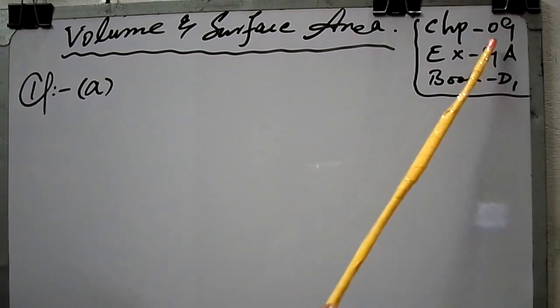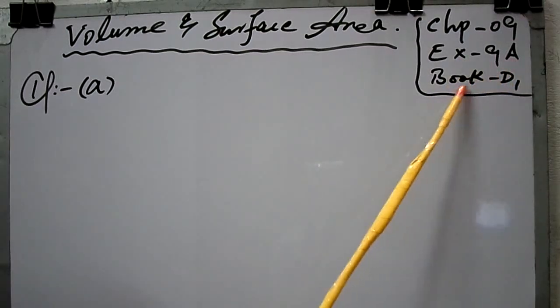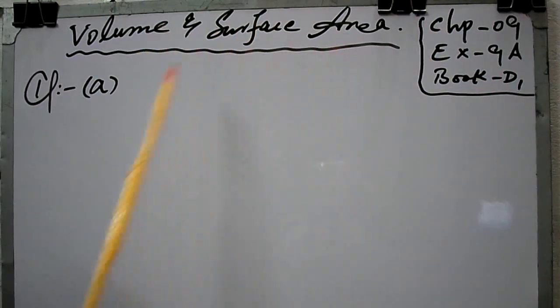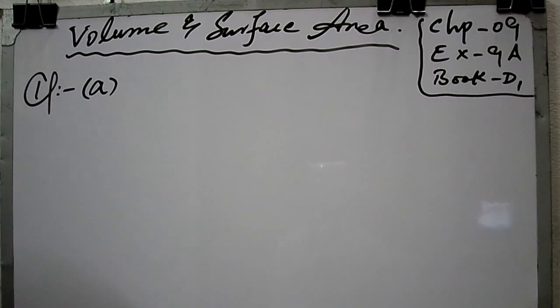Today we will discuss chapter number 9, exercise 9A, book D1, volume and surface area. Question number 1. Find the volume and surface area of the following solids. So, how can we find the volume and surface area of a given solid?